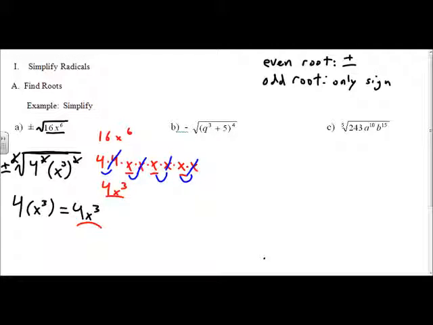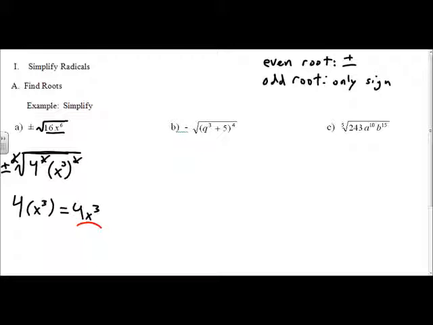So either way, we come up with that 4x cubed. So they're both valid ways to look at it or to get the same answer. One just might take a little longer than the other one might. So that would be our first example.